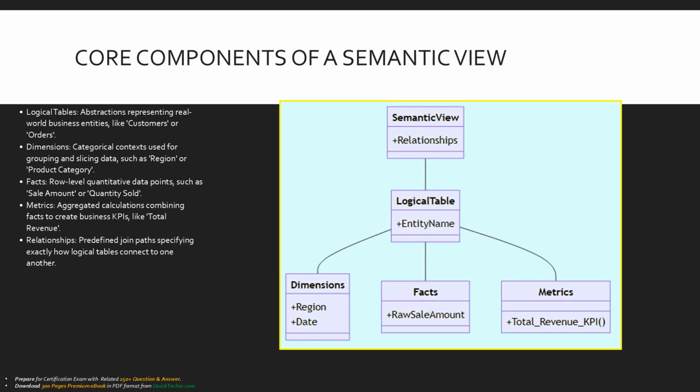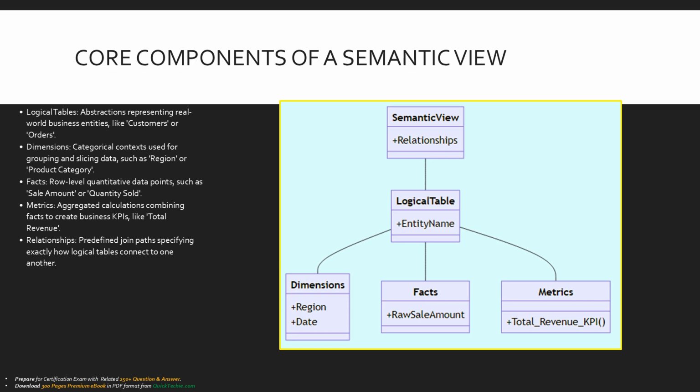To build a semantic view, you must understand its 5 core anatomical components. First, we define logical tables. These represent your core business entities, abstracting away the messy physical tables into clean concepts like customers or orders. Inside these logical tables, we define dimensions, which are the categorical attributes you use to slice your data, like region. Next are facts, representing raw, unaggregated numerical data, such as a single sale amount.